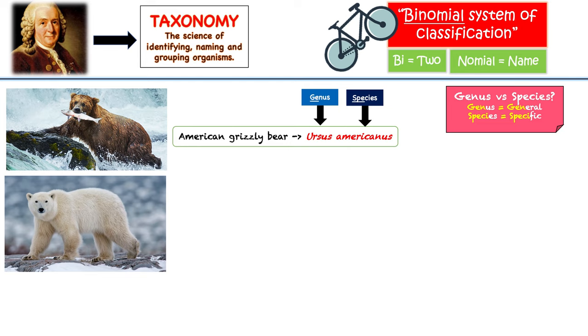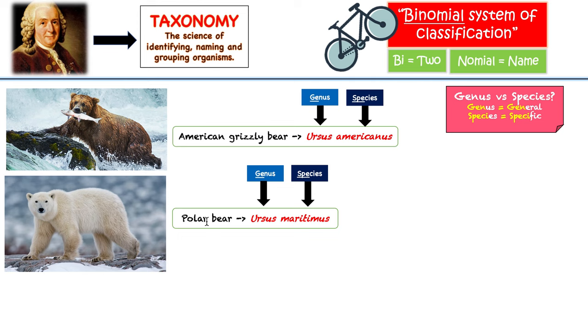Now, let's look at this one. Polar bear, right? It's a polar bear. This is not the science name, but the binomial system of classification is going to be like this. Genus, species again, right? Brand, model, genus, species. Ursus, notice they're the same. So these two bears fall under the same general category called genus, but they have a different species name, a more specific name, right?